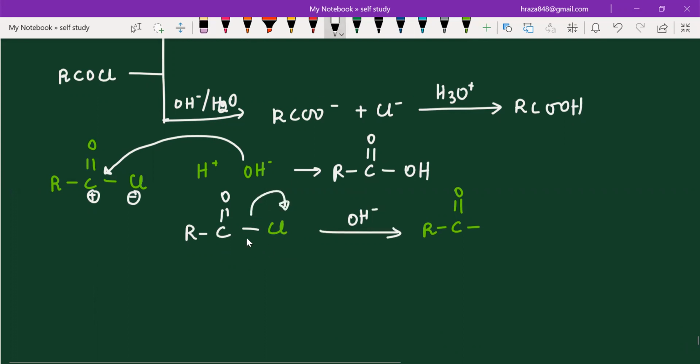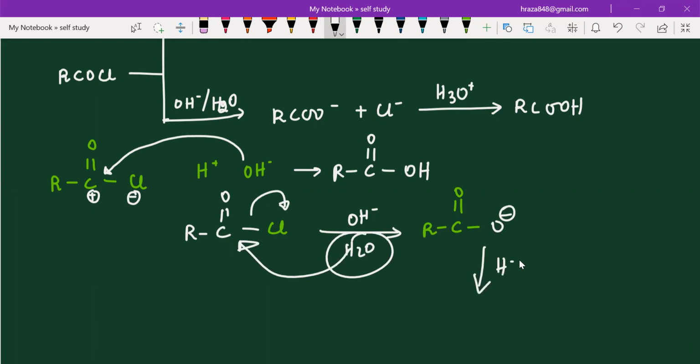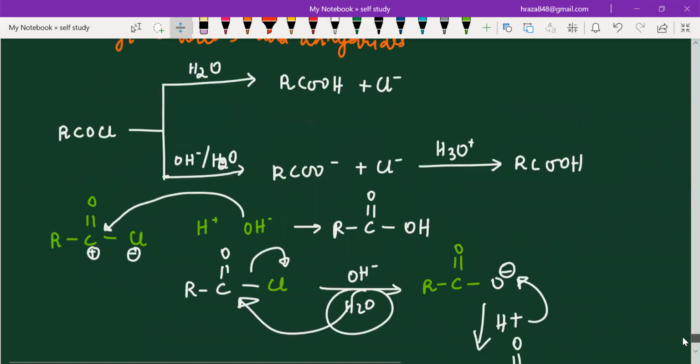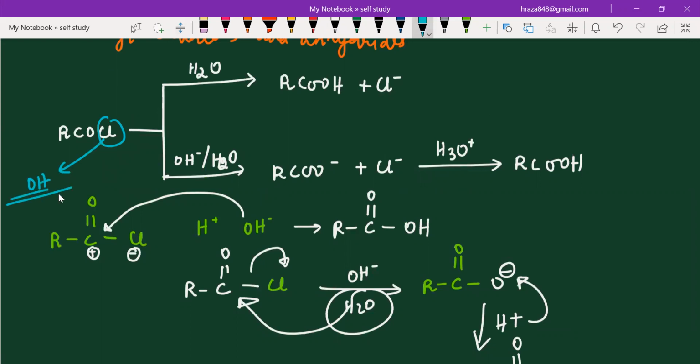It will go with this electron and it will form O minus. From water, oxygen will attack here, and this will be O minus, and after reacting with H plus in the acid, it will go there and it will form RCOOH. So the mechanism is almost the same. What you need to do is very simple: replace this Cl with OH and you will get carboxylic acid.